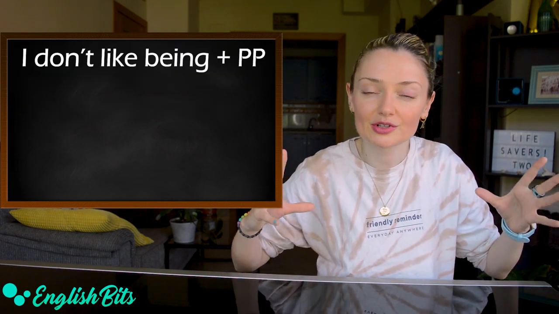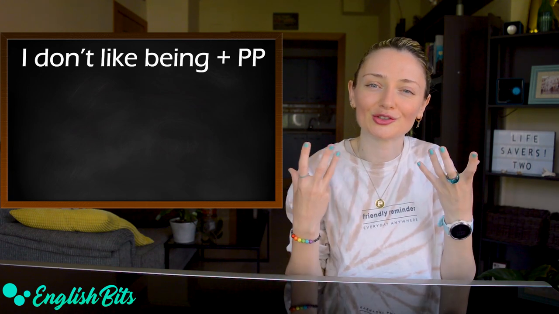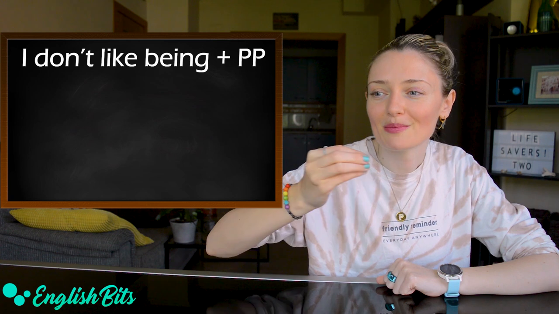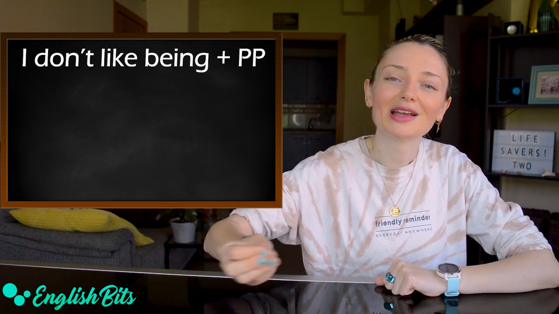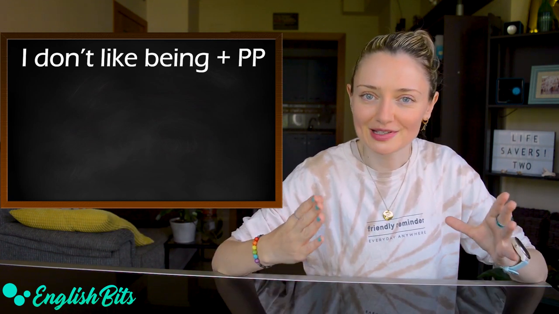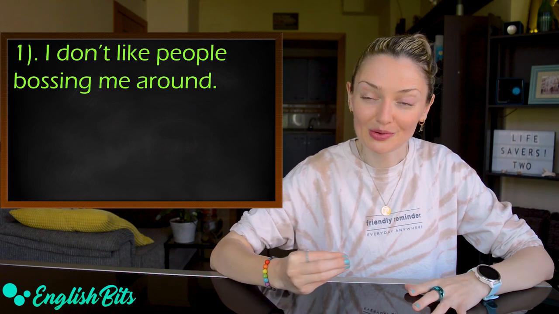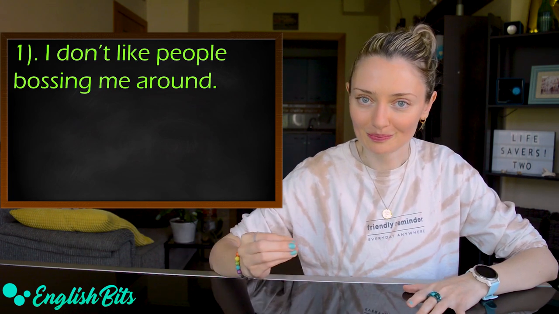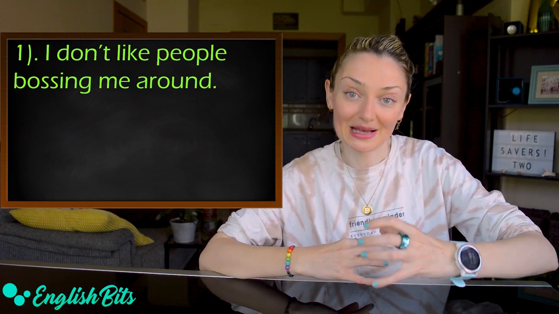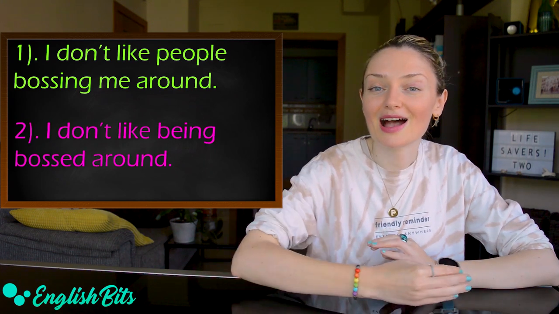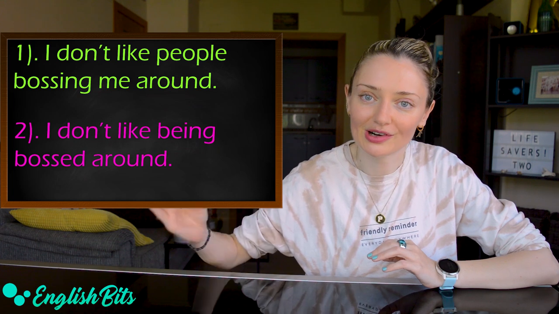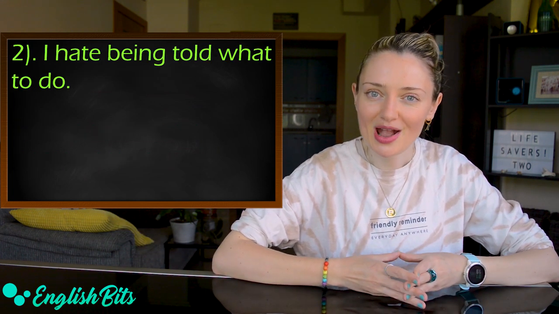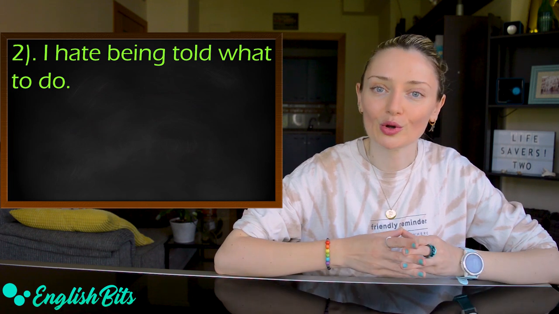And the last grammar structure that I want to touch on today is I don't like being followed by past participle. And now let's look at some examples. The first example, I don't like people bossing me around. This would be the active form. If you want to make it passive, we can say, I don't like being bossed around. And three more examples. Number two, I hate being told what to do.